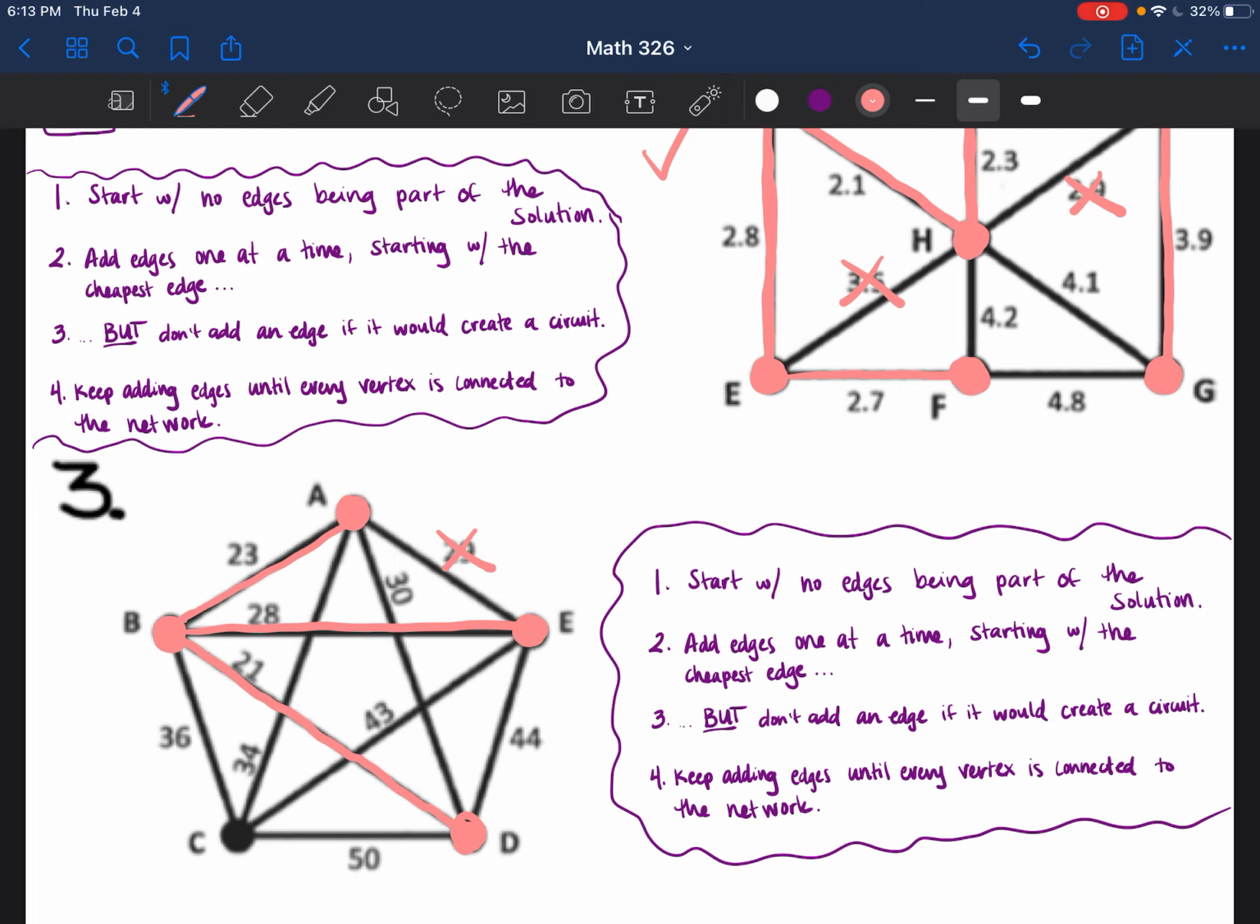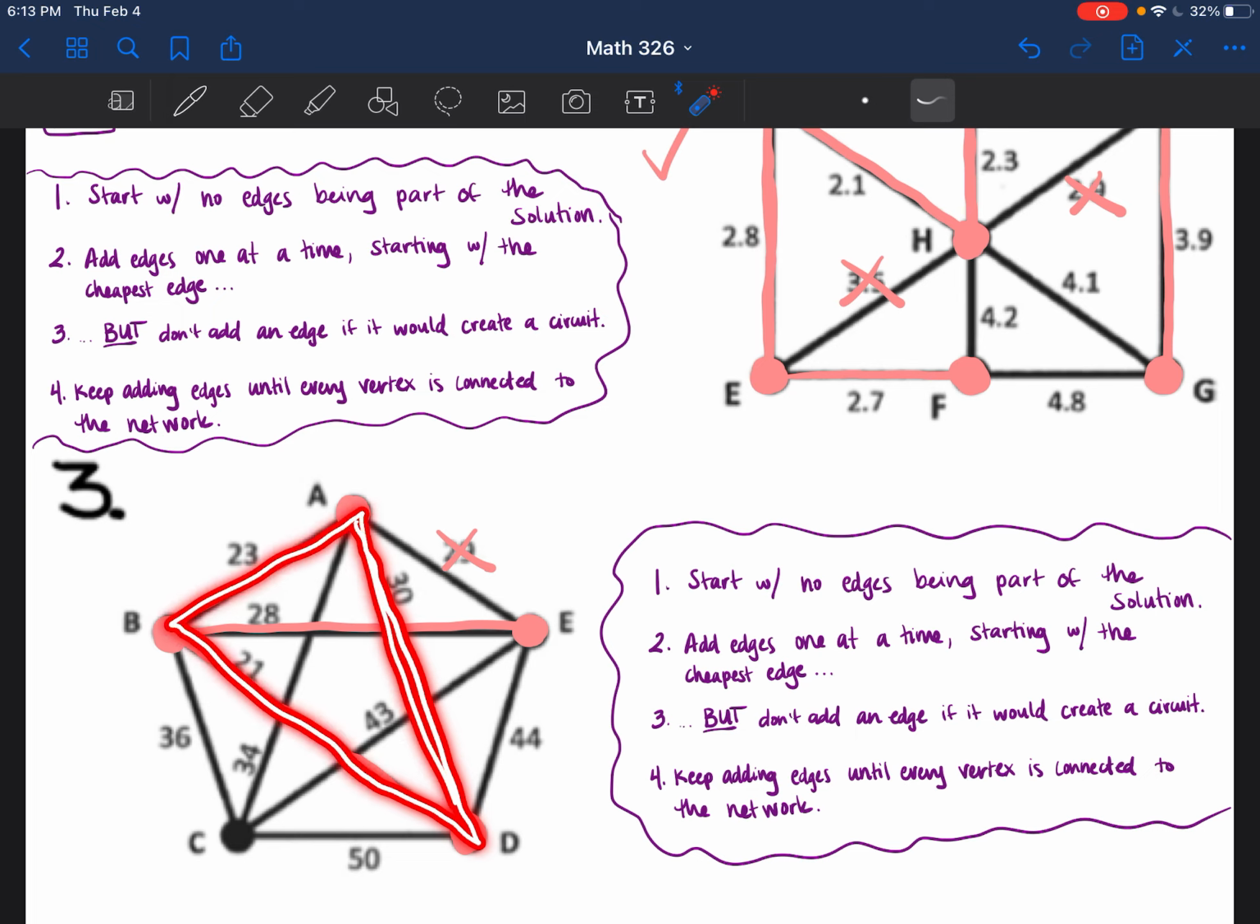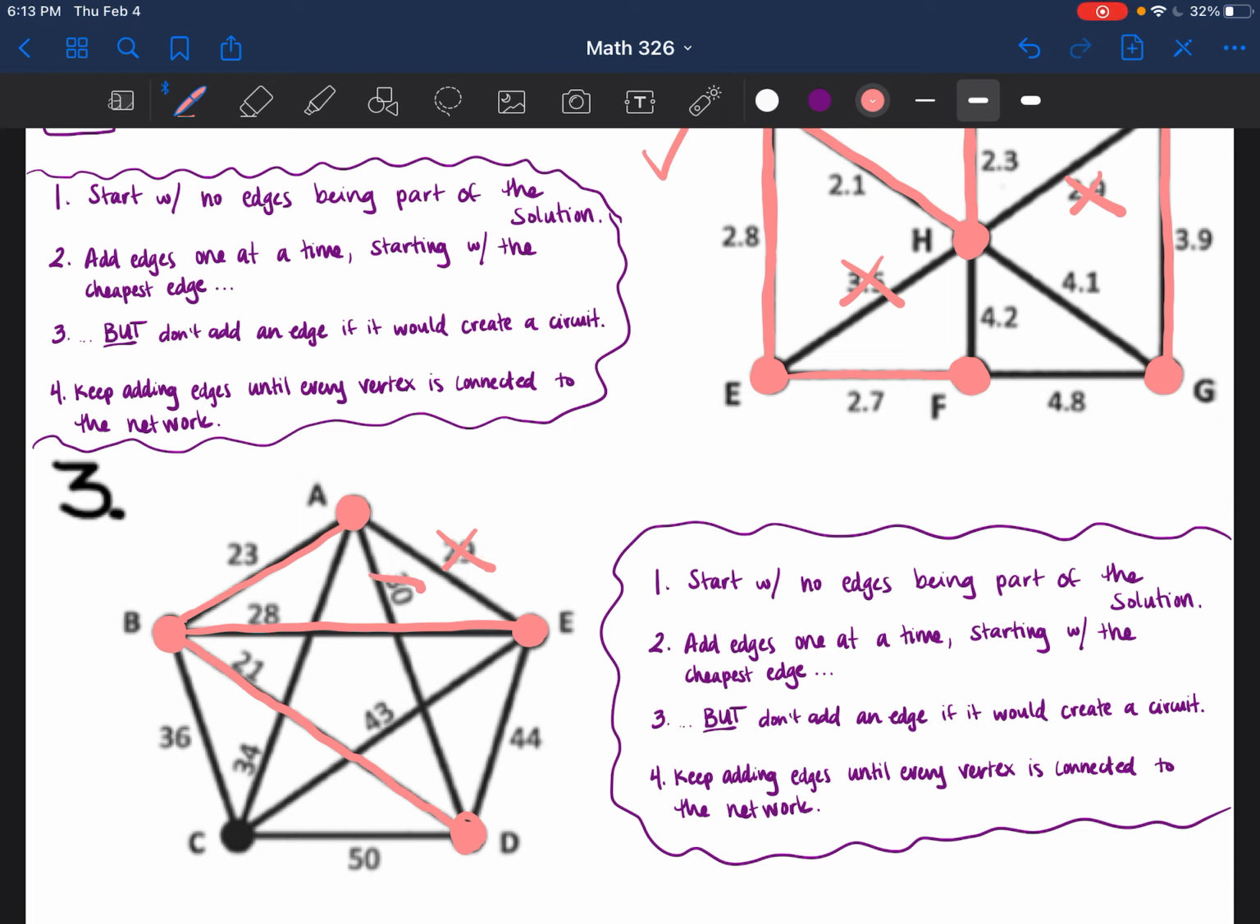Our next cheapest edge, we're out of the 20s and into the 30s. And I see we have 30, 36, and 34. So 30 would be our next cheapest edge, but look, that's going to create a circuit too between A, D, and B. So it also cannot join our network party and has to be kicked out. We skip it over. Let's look at our next cheapest edge, which is going to be 34. That we can connect to.